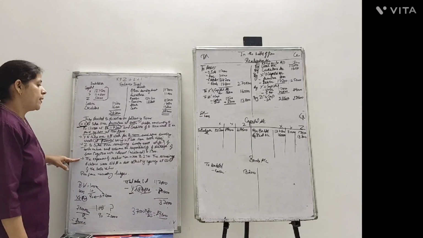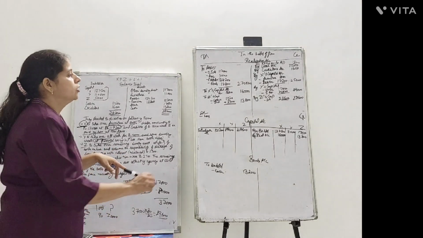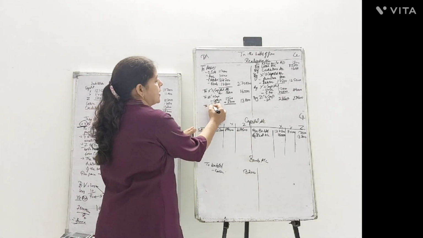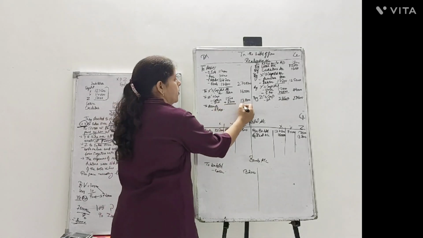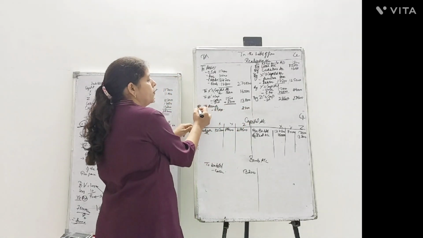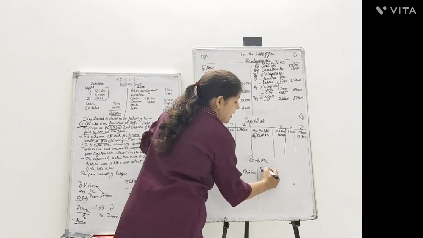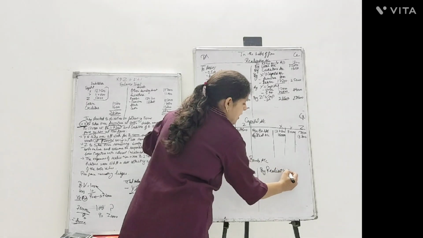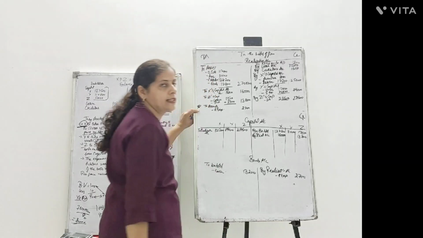Last point, expenses of realization were 2,700. Okay, so how to make the expenses of realization? That is through bank account. Realization expenses of 2,700 rupees have been paid through bank. We will take it to which account? Bank account. By realization account, opposite side, that realization expenses were paid with rupees 2,700.